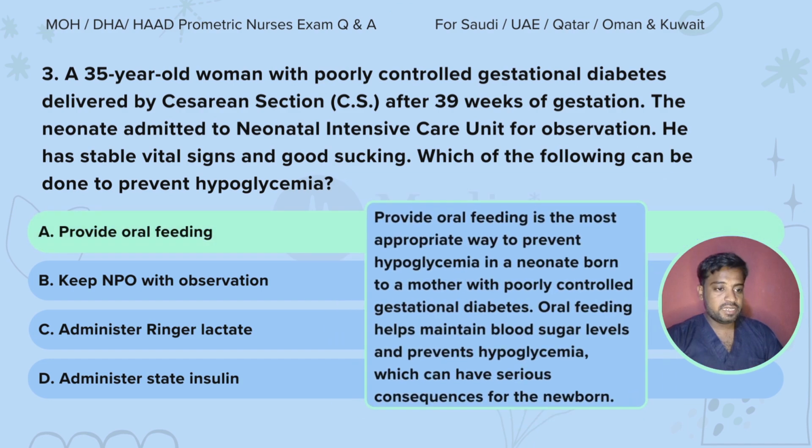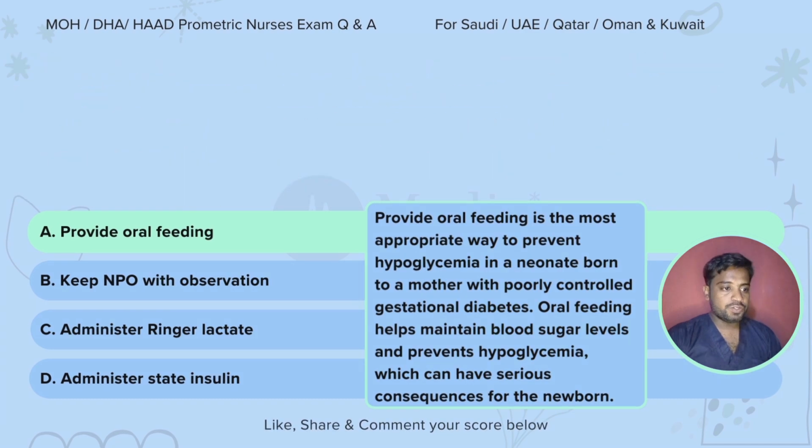The correct answer is A. Providing oral feeding is the most appropriate way to prevent hypoglycemia in a neonate born to a mother with poorly controlled gestational diabetes. Oral feeding helps to maintain blood sugar levels and prevents hypoglycemia, which can have serious consequences for the newborn. Question number 4.